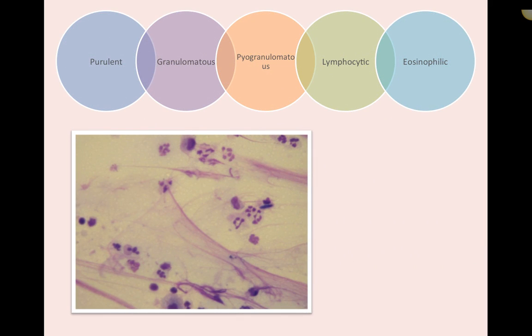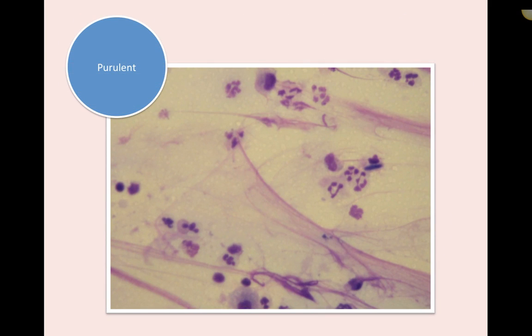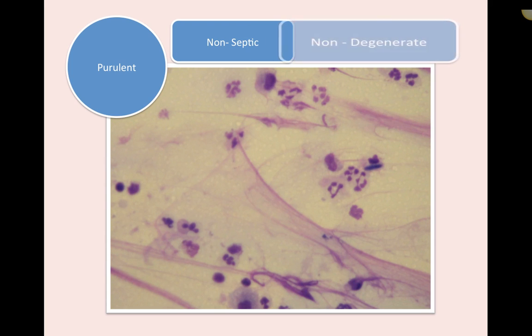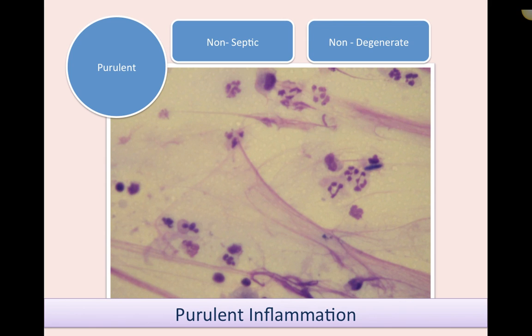So again, I'm not sure why I showed this one again. Was I going anywhere with this? Let's see. Yes, we're going to bump it up a notch. That's right. So this one again, we're going to have a look, and we're going to call it purulent, non-septic. I'm not seeing any bacteria. I'm not seeing any yeast, and non-degenerate. Lots of hypersegmented little neutrophils, or heavily segmented neutrophils. Non-degenerate. Purulent, non-septic, non-degenerate inflammation.